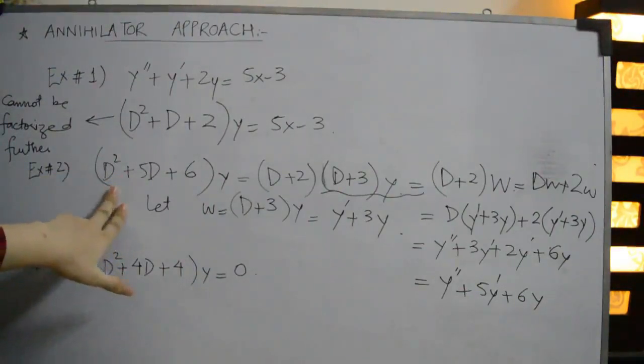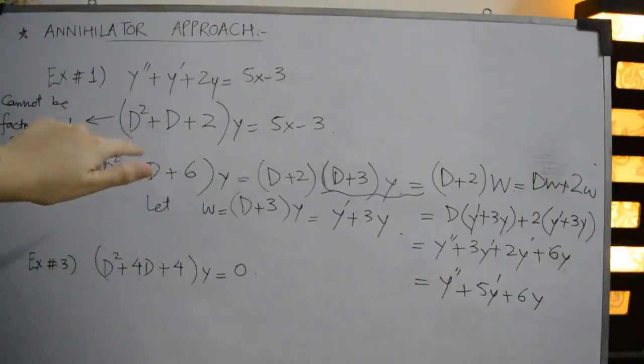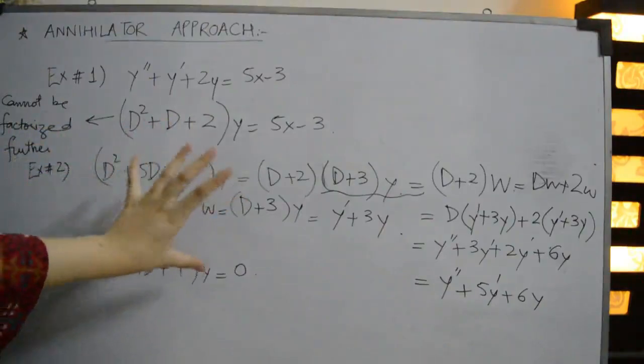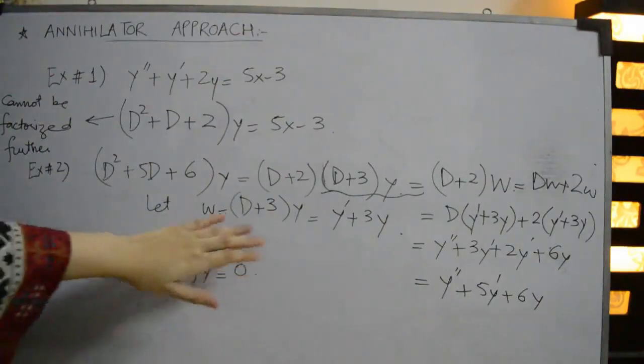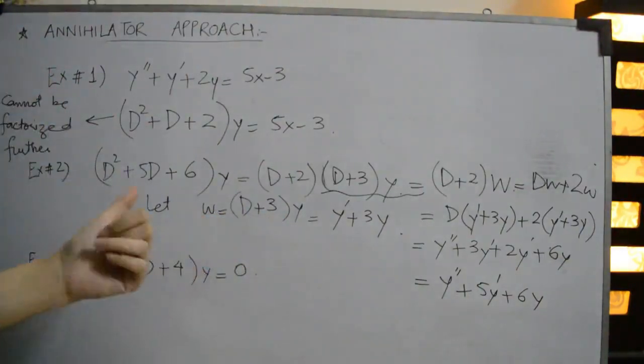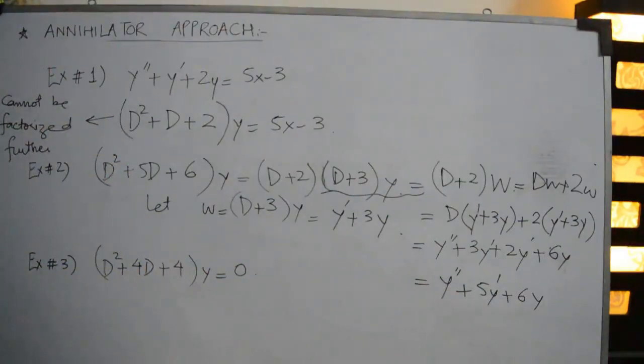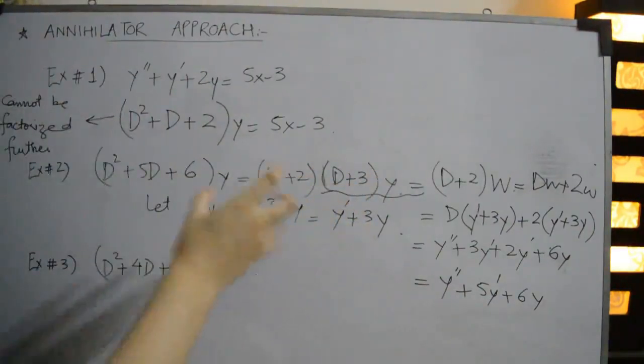That is (D² + 5D + 6) into y equals to, we make factors now. So 5D has the factors 2 and 3. If I make it like D² + 3D + 2D + 6, then it can be factorized as (D + 2)(D + 3) into y. So if I suppose that w equals to (D + 3) into y, that means y dash plus 3 into y.